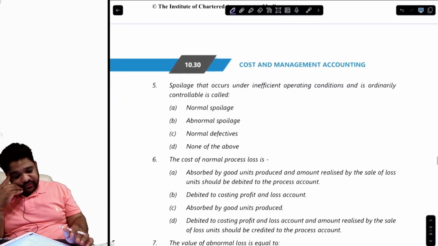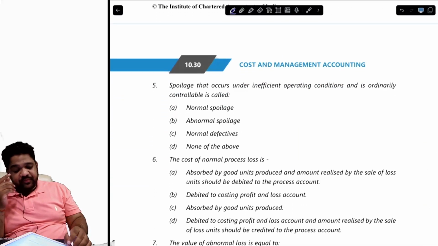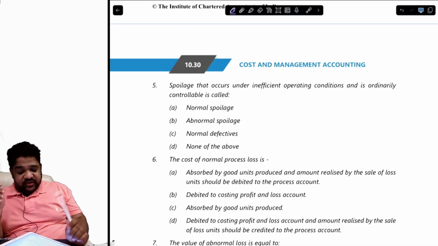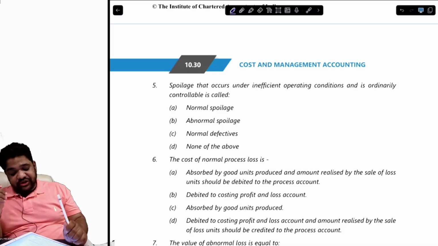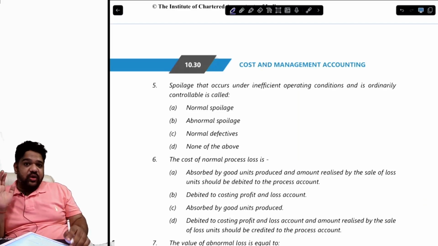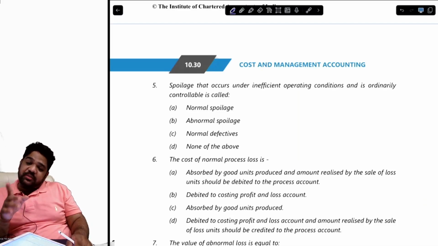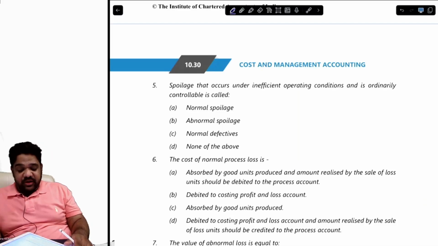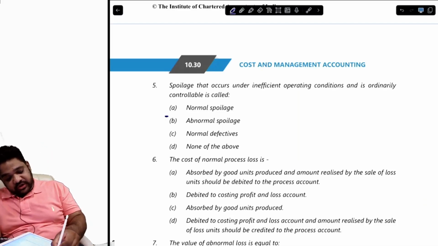Then, the fifth one, what do we have for the fifth one? Spoilage that occurs under inefficient operating conditions and is ordinarily controllable. See, what kind of spoilage is controllable? The one which is not controllable is called normal. The one which is controllable is called abnormal. So it has to be abnormal spoilage.